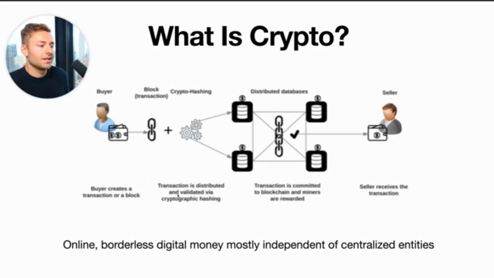That transaction gets sent into a cryptographic hashing process. This information is going to get distributed into databases where there's usually a group of computers trying to solve mathematical equations and cross-check that transaction with the other computers in the network. They're paid in the form of fees for facilitating the security and the communication of the network. And then that database allows the seller to receive the transaction.